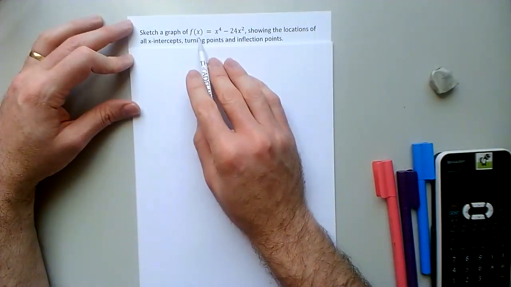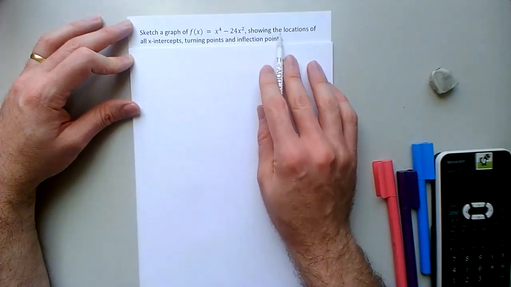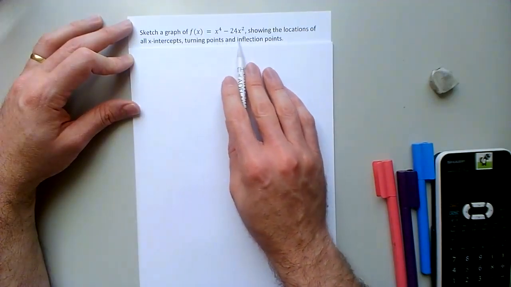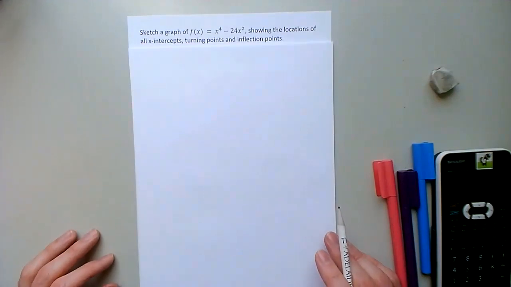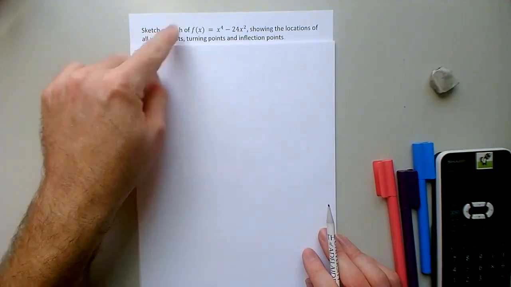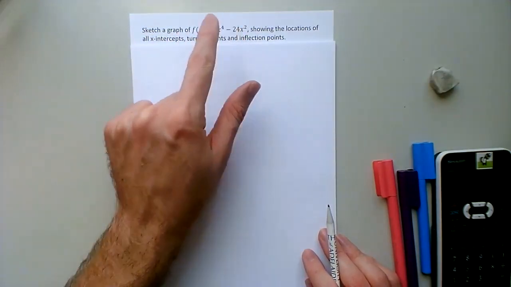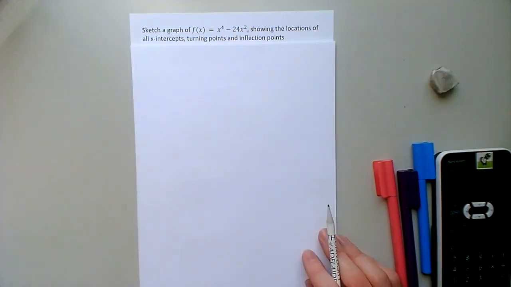Sketch a graph of f of x, which is equal to x to the power of 4 minus 24x squared, showing the locations of all x-intercepts, turning points, and inflection points. All right, well, if I'm going to have to show these, I'm going to need to find all the derivatives, because the x-intercepts are when the original function is 0, and turning points can only happen when the derivative is 0, and inflection points can only happen when the second derivative is 0.